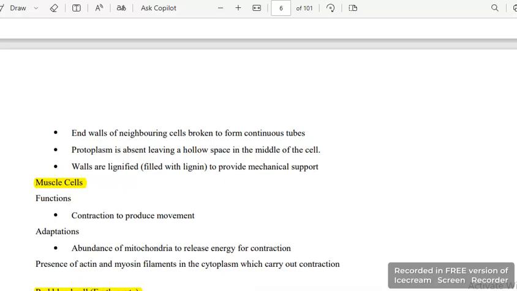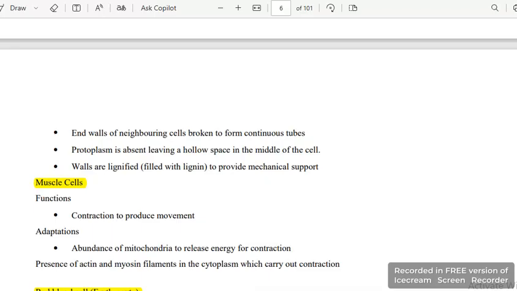is that the end walls of neighboring cells are broken to form continuous tubes. Protoplasm is absent, leaving a hollow space in the middle of the cell. Walls are lignified, or filled with lignin, to provide mechanical support. So that's the function and the adaptation of the xylem cell.